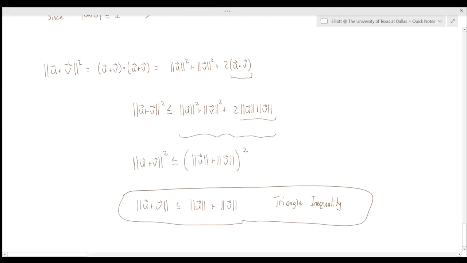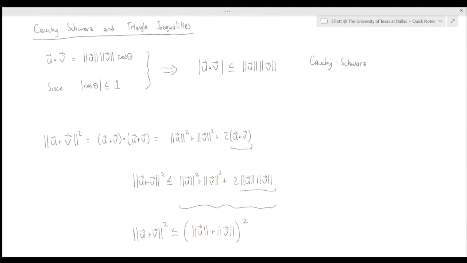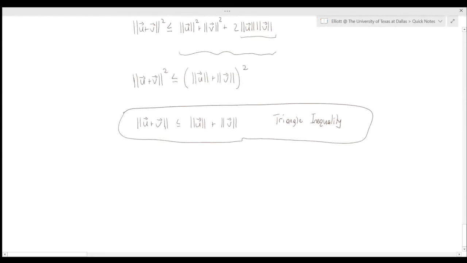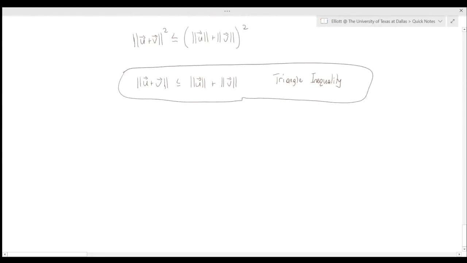So Cauchy-Schwarz is important because it gave us the triangle inequality. Let's talk a little bit about why we call it the triangle inequality first. I'm sure some of you already know that.